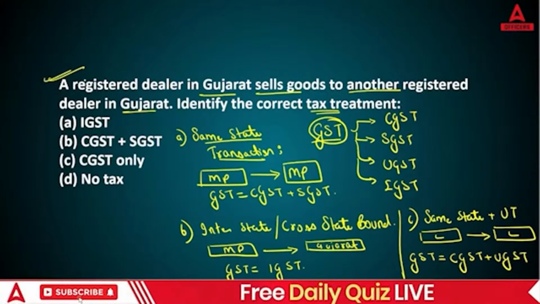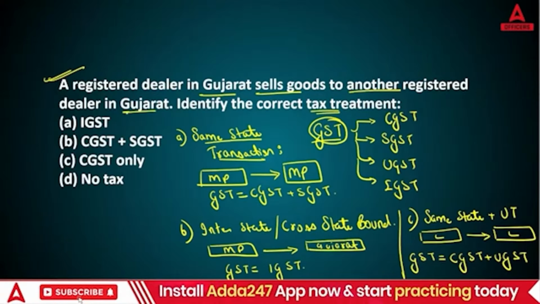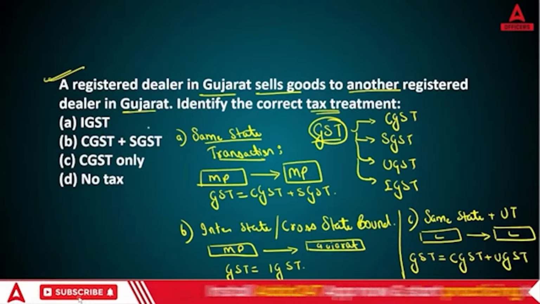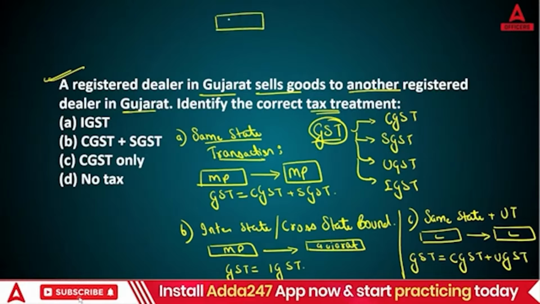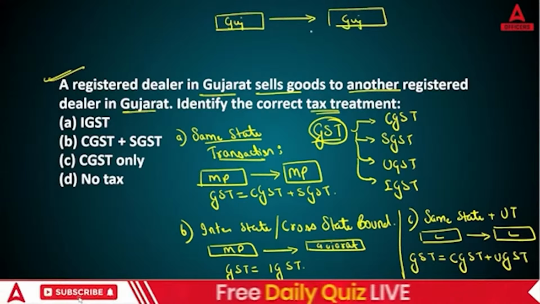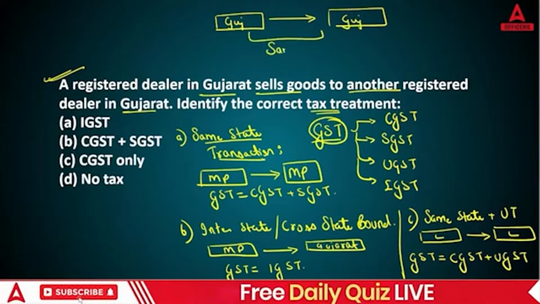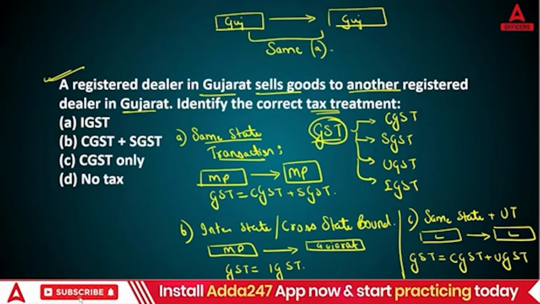Now, please read this question. A registered dealer in Gujarat sells goods to another registered dealer in Gujarat. Identify the correct tax treatment: IGST, CGST plus SGST, CGST only, or no tax. Seller is from Gujarat and buyer is also from Gujarat. This is your same state condition. So what type of GST are you going to collect here? CGST plus SGST. Yes, so the right answer is B.